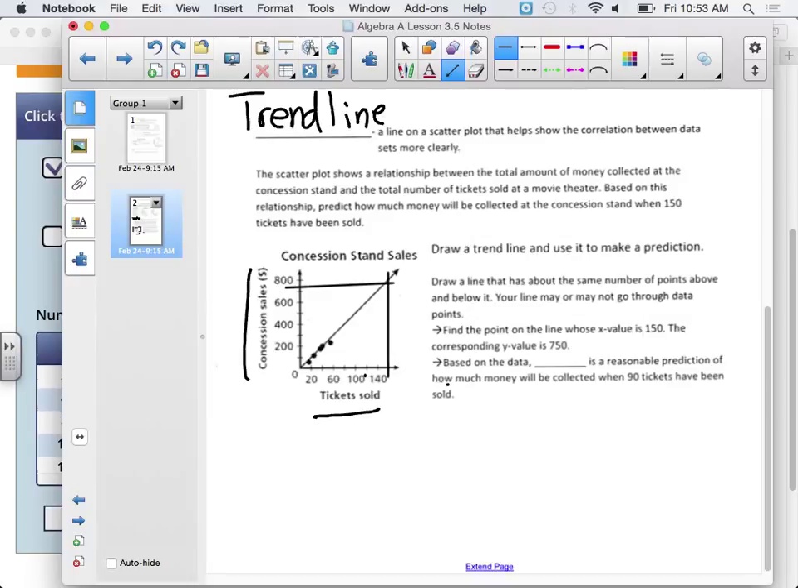Okay, so now, based on the data, what is a reasonable prediction of how much money will be collected when 90 tickets have been sold? So what do we do? Find 90, and where's that? Between 80 and 100. Okay, so right here.